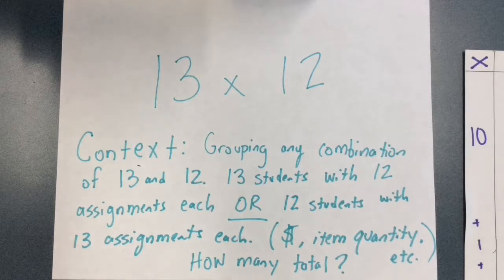So examples could be you have 13 students with 12 assignments each, or 12 students with 13 assignments each, showing that commutative property. And this really can work with any real-life application of money or any item quantity that you are trying to group, with the grand total being the question: how many total assignments do I need, depending on what's in that last slot, assignments.